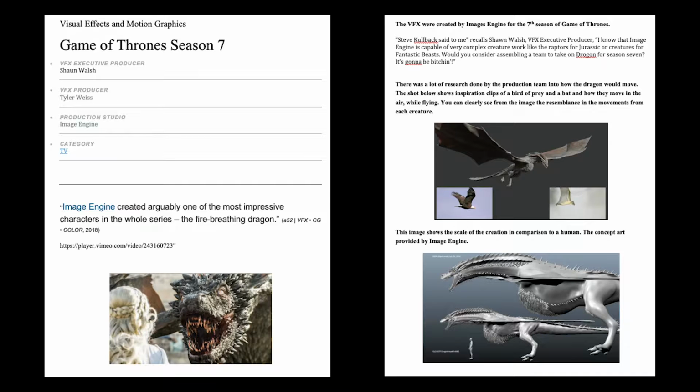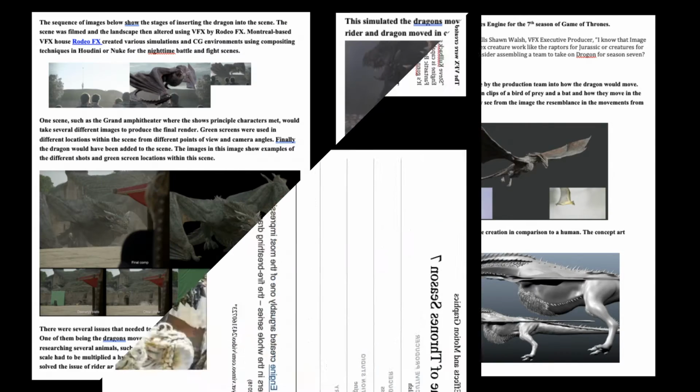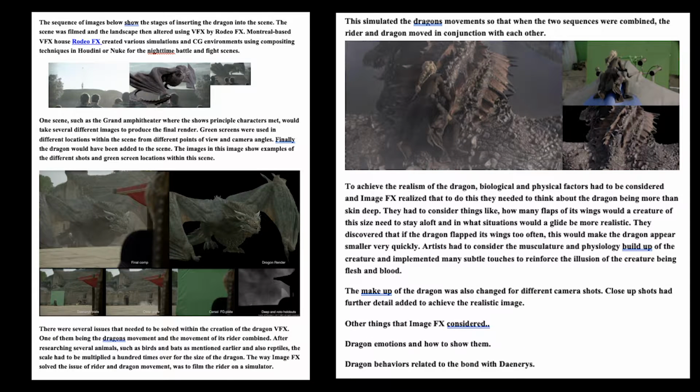There was a lot of research done by the production team into how the dragon would move. Again, because they wanted it to portray a certain picture, a visual communication. The shot below shows inspirational clips of a bird of prey and a bat and how they move in the air while flying. You can clearly see from the images the resemblance in the movement from each creature. In this image, it shows the scale of the creation in comparison to a human, the concept art provided by Image Engine.